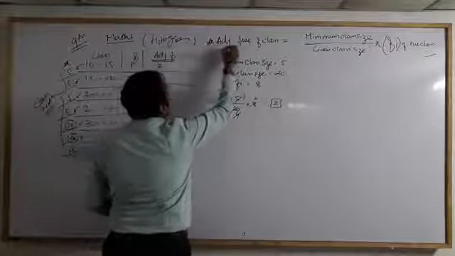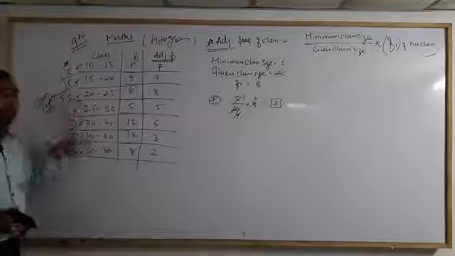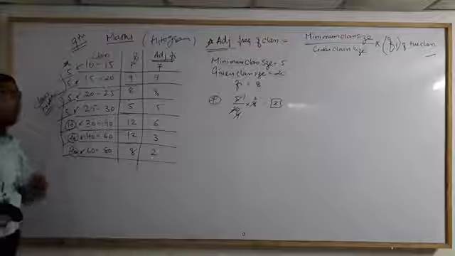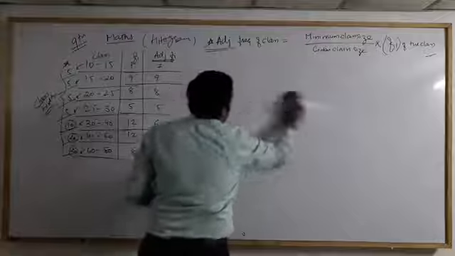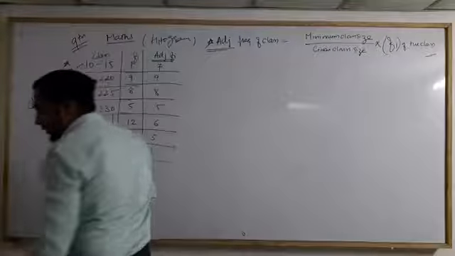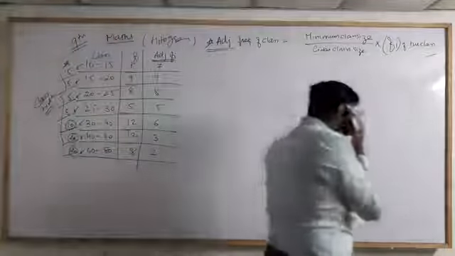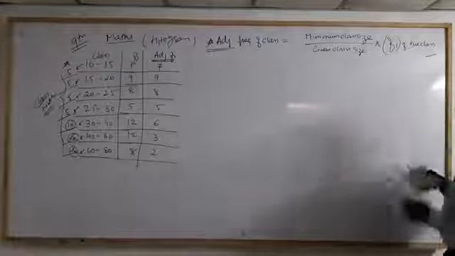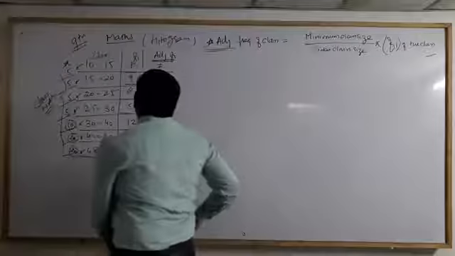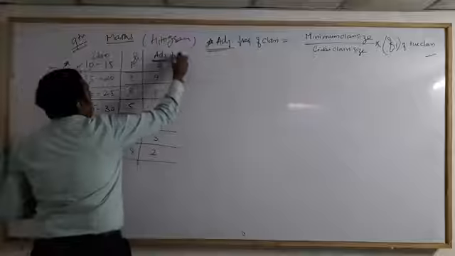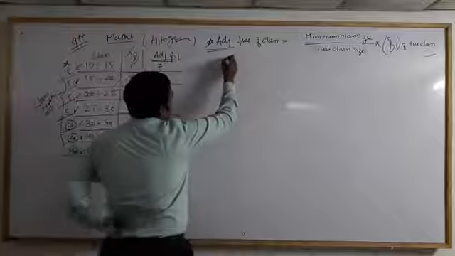For using this formula, we have to convert frequency into adjusted frequency, because there are different class sizes in the histogram. Now we are moving to draw the histogram. We are drawing the histogram for adjusted frequency, not for frequency.